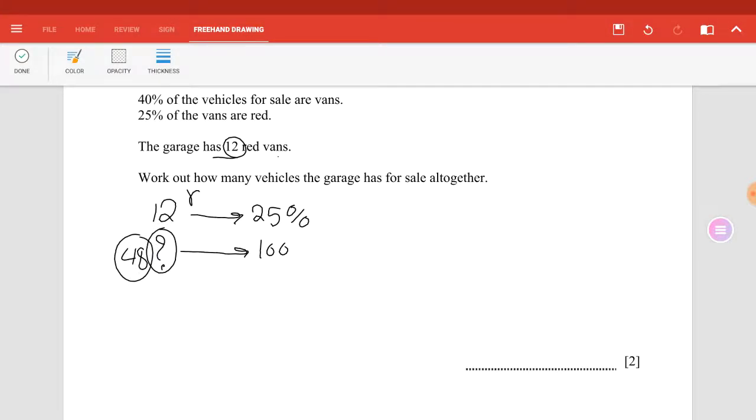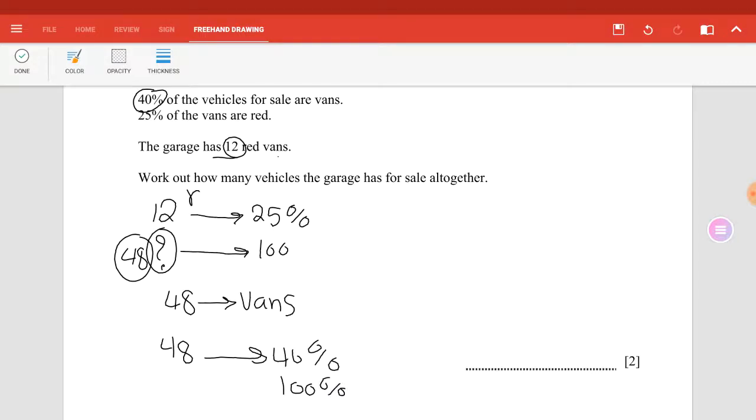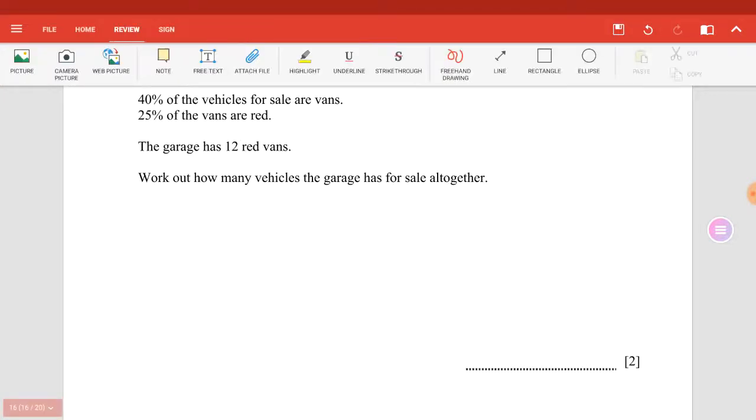Now the garage has 48 vans. Work out how many vehicles are in the garage. Okay, 48 vans are, as it mentioned, 40%. So this is 100%, the total vehicles in the garage. So you'll do a cross multiplication as usual, using your calculator in paper 2. 48 multiplied by 100 divided by 40. This is 120 vehicles.